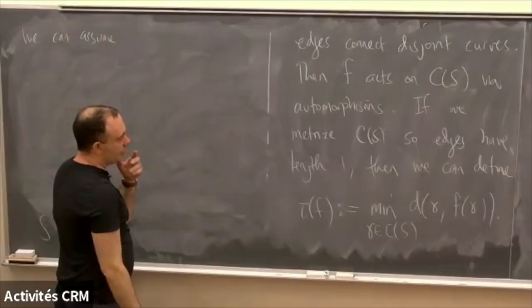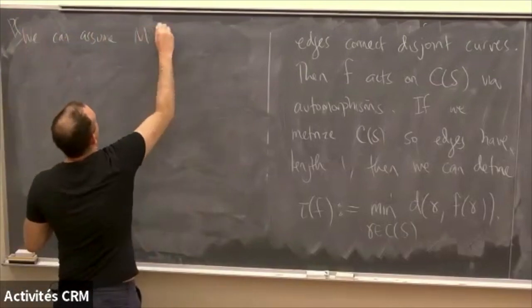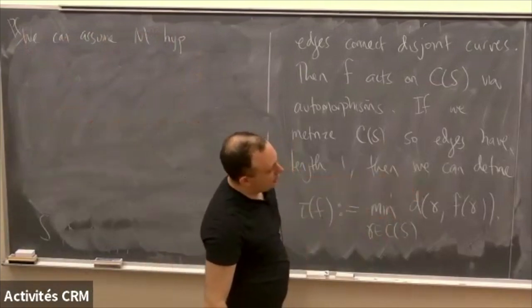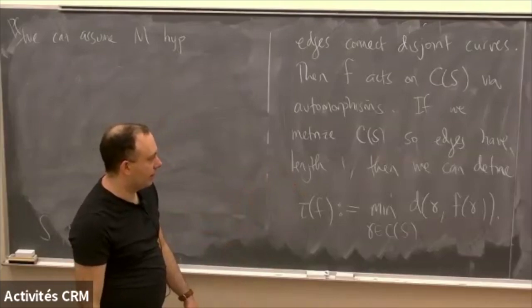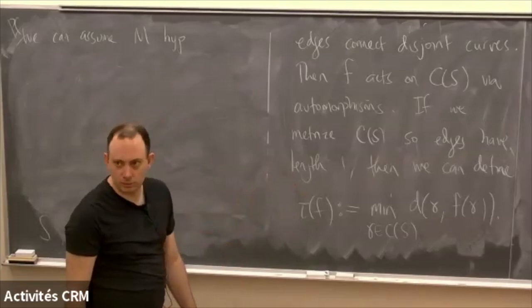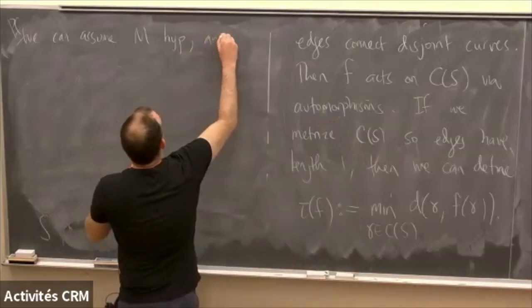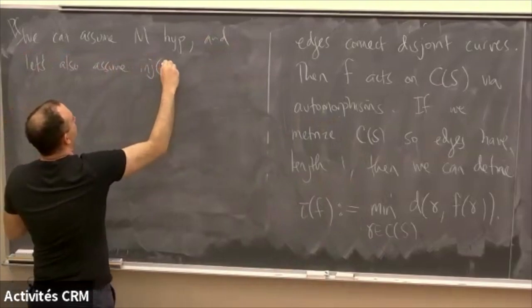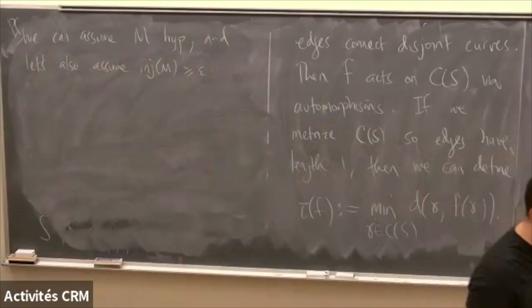Very briefly, for the proof, we can assume M is hyperbolic. The point is that if you have a translation length that's bigger than 2, or bigger than 1, then you're hyperbolic. And let's also assume that the injectivity radius of M is at least epsilon. It's not necessary, but let's assume that.